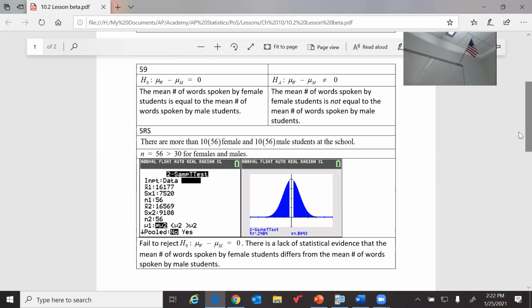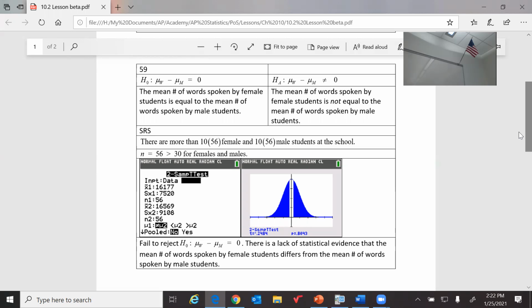So the sample sizes were 56, which are both bigger than 30, and they're way less than 10% of the students of the school, boys and girls. We have an SRS. So we put the data in stat test 4. Careful, you got to pick not equal to for your alternate. Okay, don't pool it. And I drew it instead of calculate.